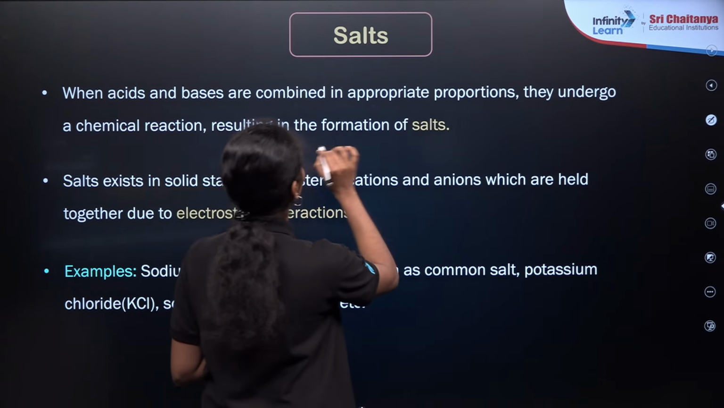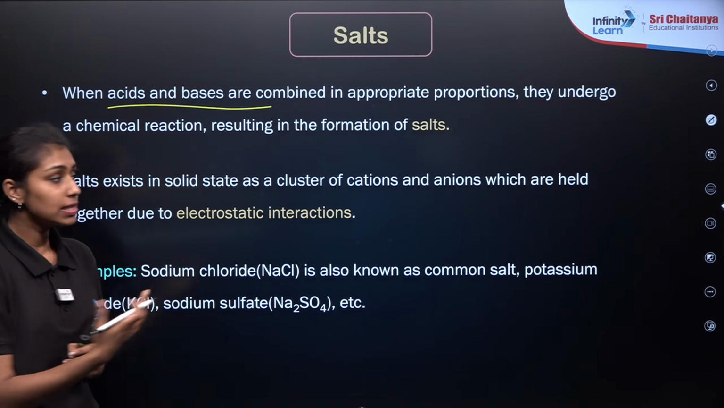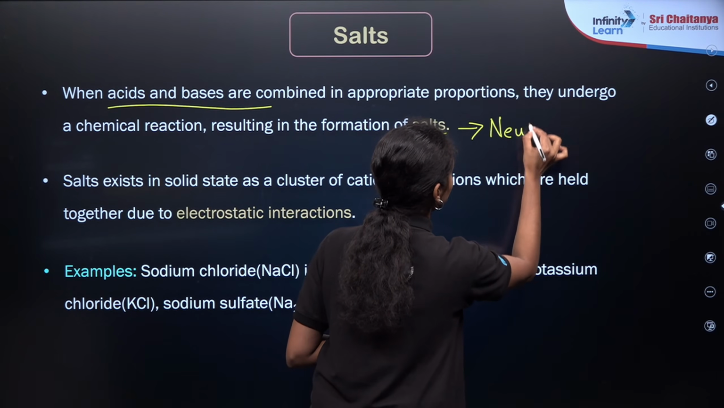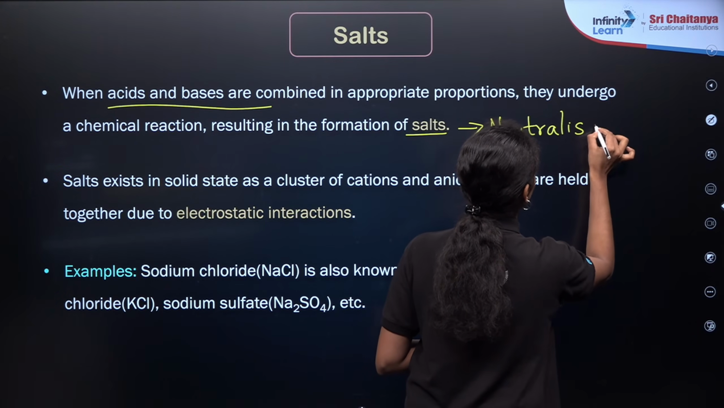These are combined together to form, right? When acids and bases are combined together, they will be forming salts by the neutralization reaction, right? We will be going to discuss the type of neutralization reaction and the type of salts formed between acids and bases, right?